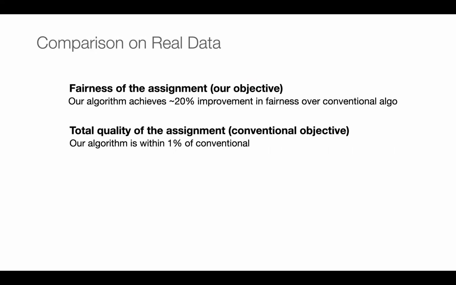We compare the algorithms in a bunch of setups, and eventually on the conference data in ICML 2020. What we observed, and what is a good feature of our new algorithm, is that in terms of fairness, so in terms of the objective of our algorithm, we of course gain a lot as compared to the conventional algorithm. The improvement is about 20% and sometimes even more. But what is really surprising is that in terms of the conventional objective, the total quality, we don't lose much.